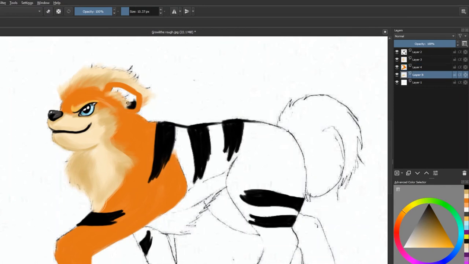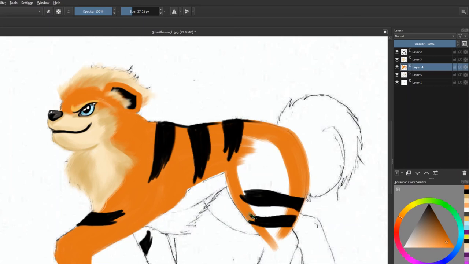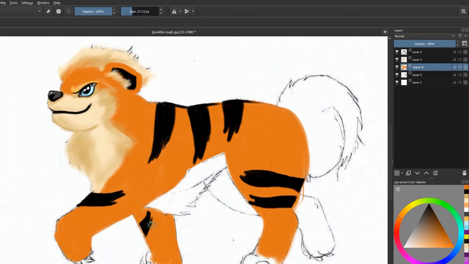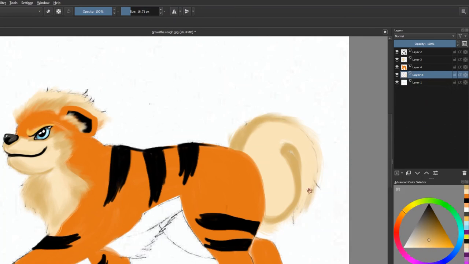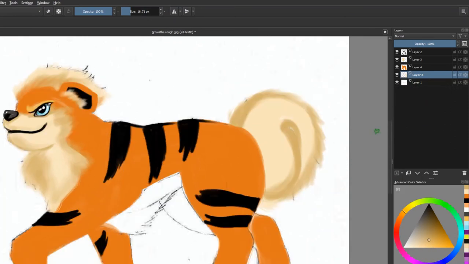Interesting. He also has a really wacky tail. If that was in real life, what shape would that tail be? I have no idea. Is it like a Shiba kind of look? The Shiba Inu? No idea, but all I know is it looks good on Growlithe, so that's all that matters, right?